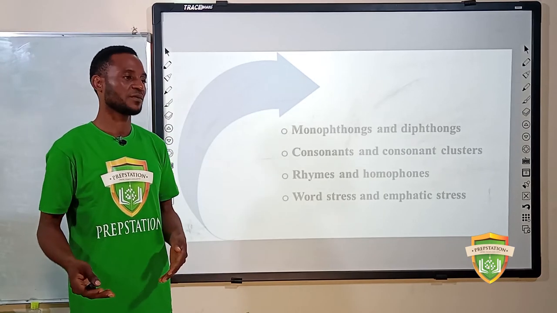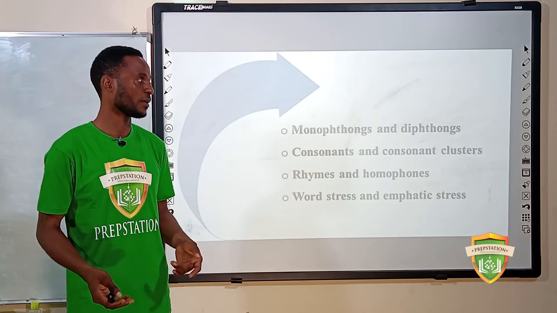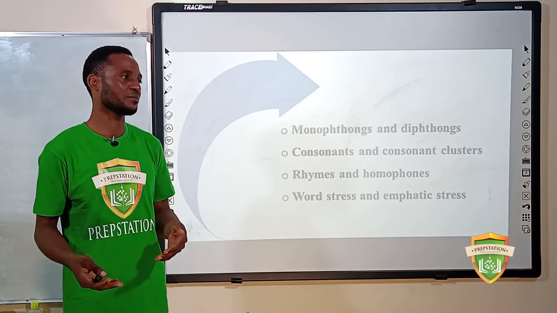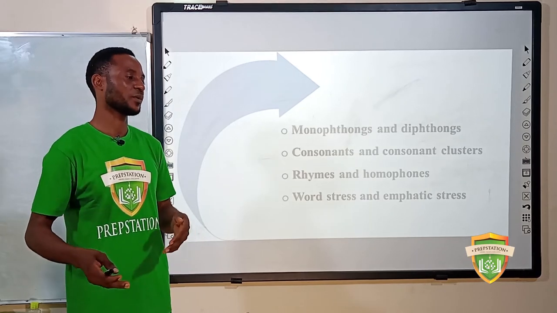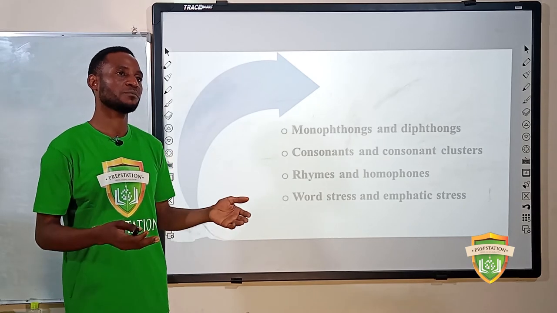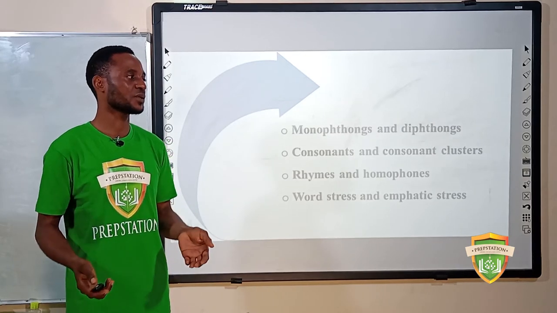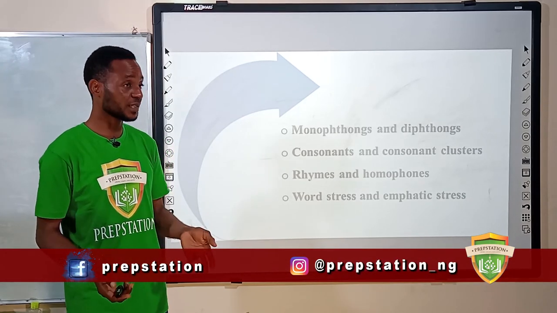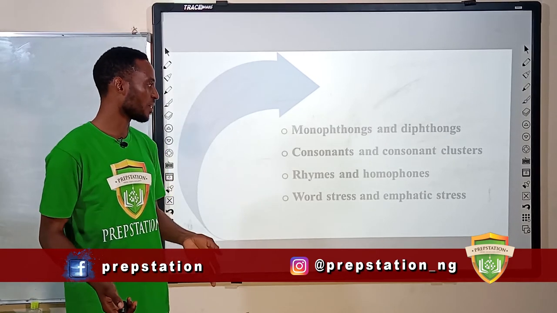Now, we said vowels are grouped into two. You have monophthongs, and there are 12, and then you have diphthongs. There are 8. We're going to look at them later on in the course of our discussions. And then we said we have 24 consonants, and consonants are grouped according to place of articulation and manner of articulation. In terms of manner of articulation, you have plosive or stop consonants. You also have fricatives, you have affricatives, you have lateral, you have approximant, and all of that.